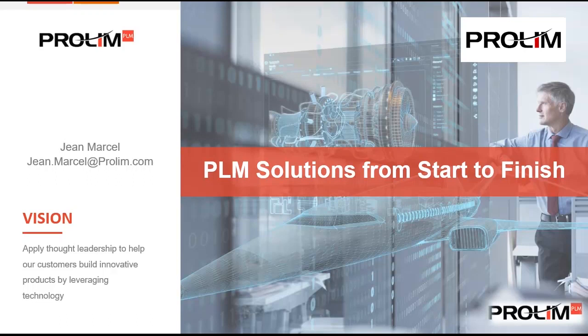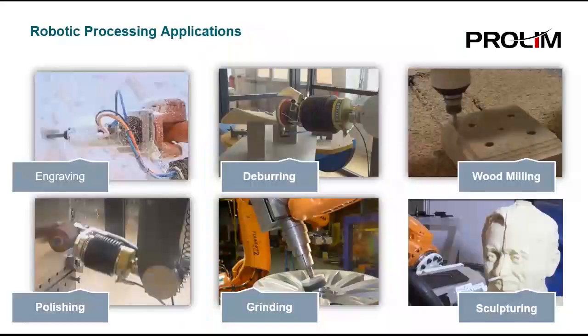Today I will talk about the CAM functionalities for robot programming. I will start showing a few slides and then I will jump to CAM software. In the first slide we can see robotic processing applications. For example, we have engraving, wood milling, deburring, and all these examples show subtractive manufacturing. But we can use CAM and robots for additive manufacturing also, like welding and some other processes.